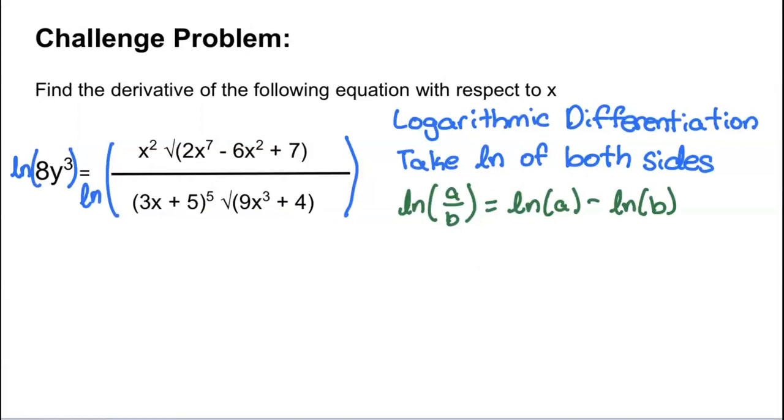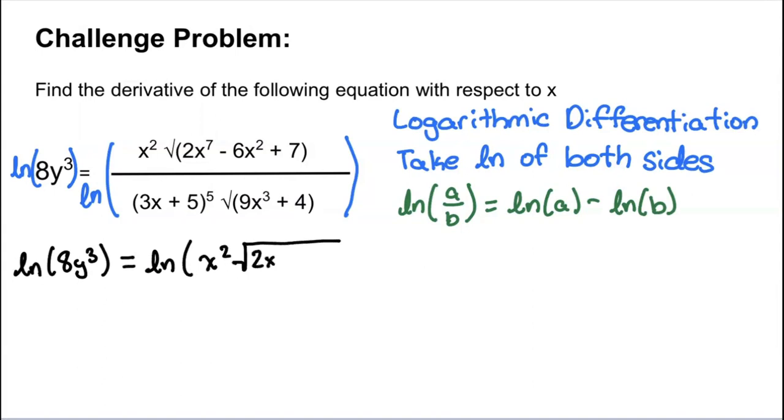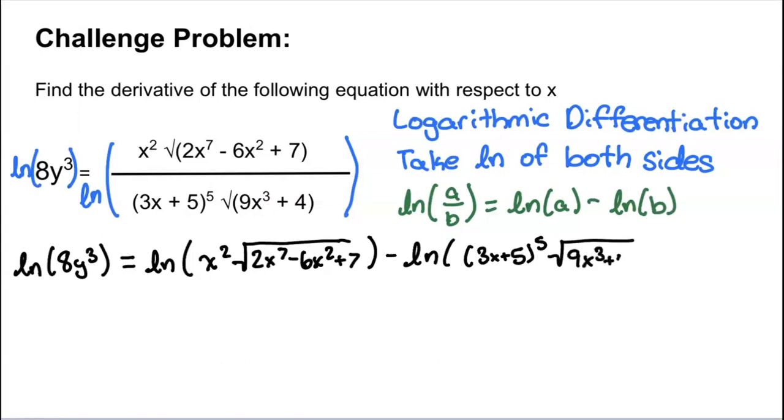So let's just apply that to our equation here. We have ln of 8y cubed. This left-hand side is not going to change. Now we have ln of this numerator, x squared times the radical of 2x to the 7th minus 6x squared plus 7, minus ln of (3x plus 5) to the 5th power. You want to be careful with these parentheses, especially when dealing with logs. Times the square root of 9x cubed plus 4. And now it's time for another log property to further break this down.